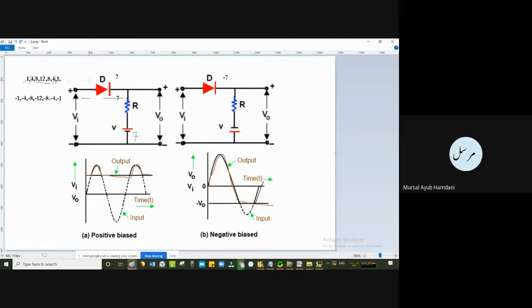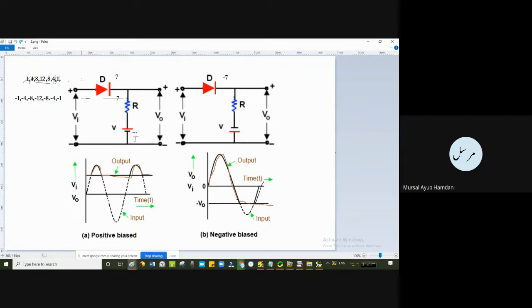At the negative half cycle, we have this 7 at the negative terminal, and minus values at the positive. So it is always reverse biased in the negative half cycle, because the negative terminal will always be sitting at 7, while the positive terminal will always have a negative value. So it is always reverse biased.